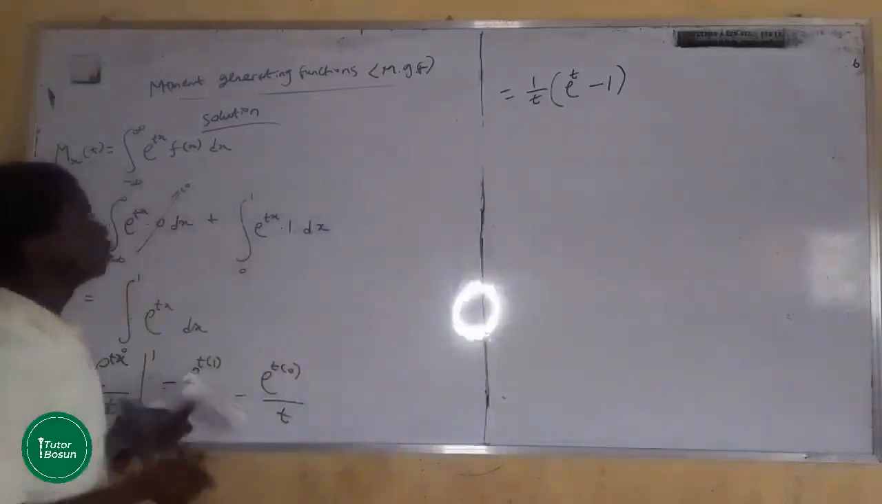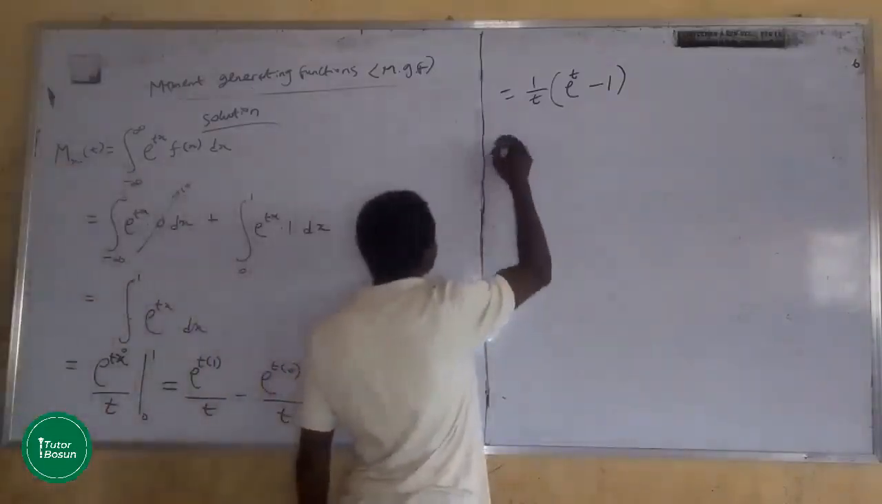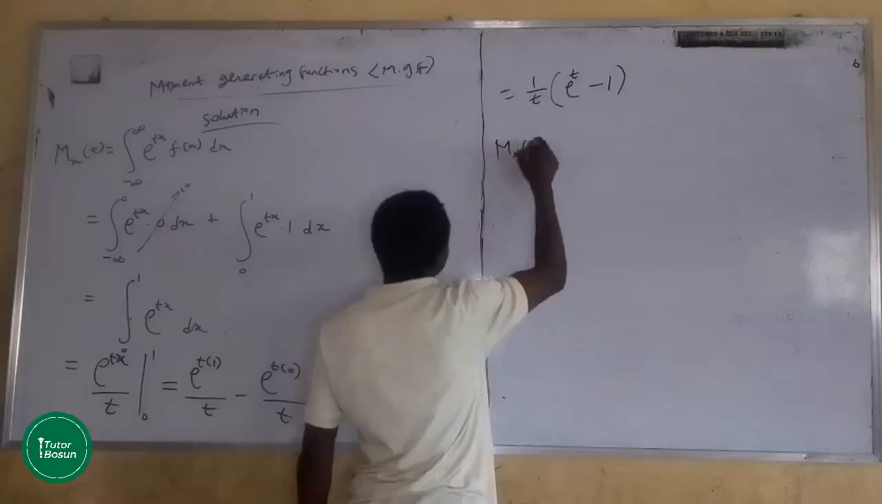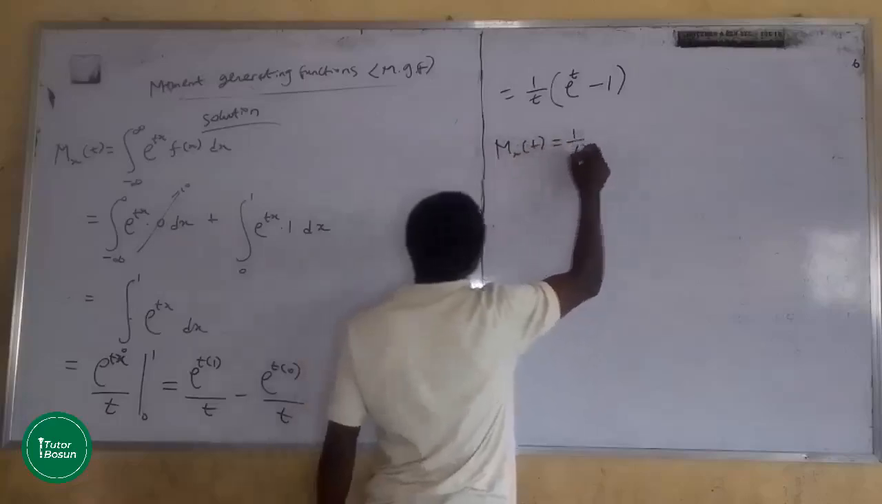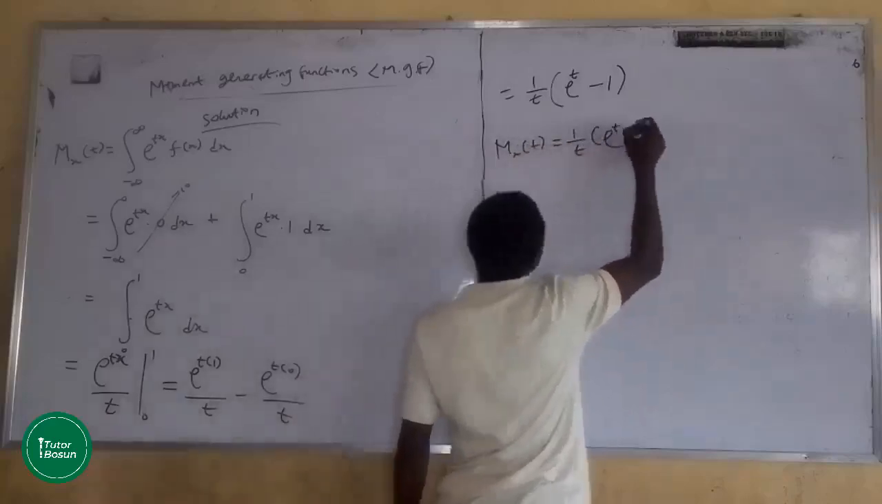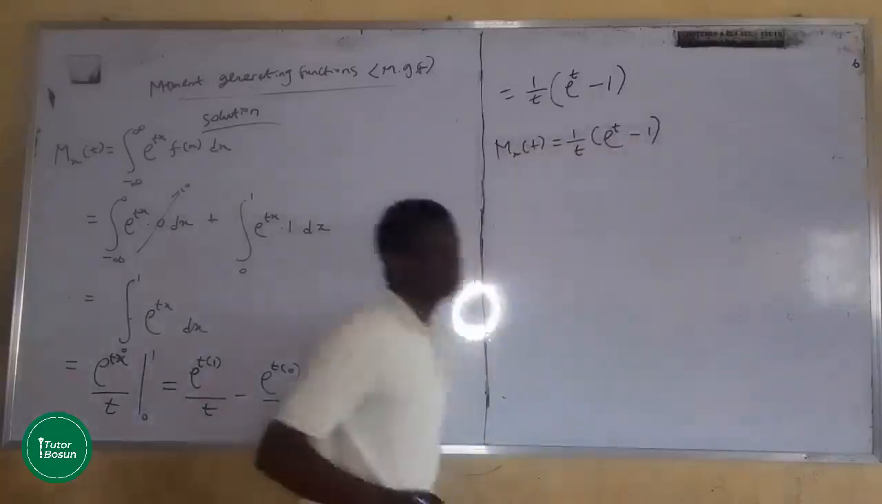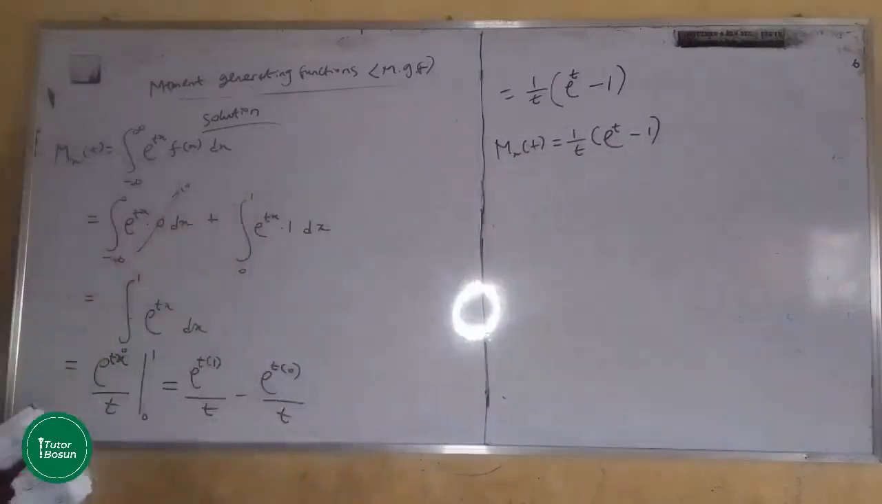So automatically the moment generating function for that is going to be what? 1 over t into exponential t minus 1.